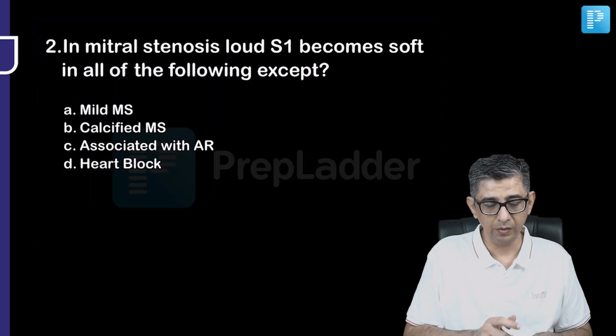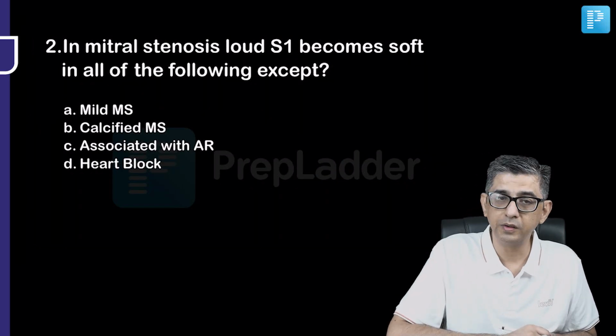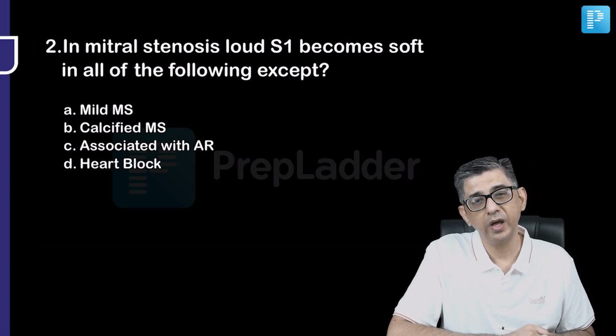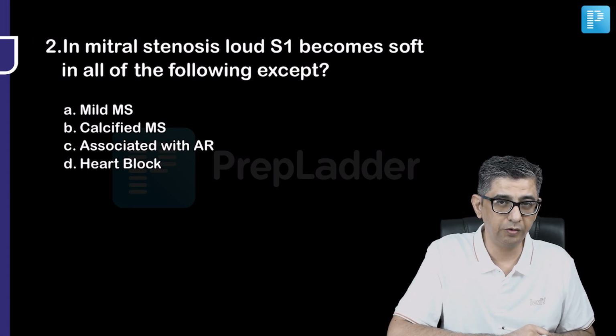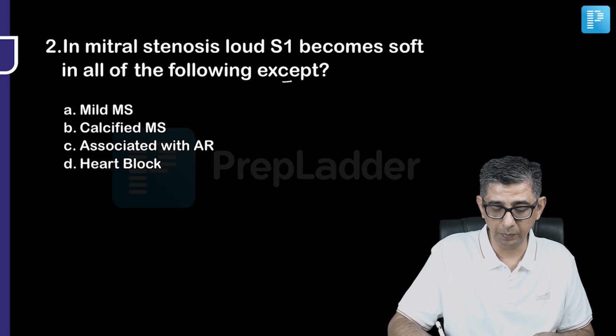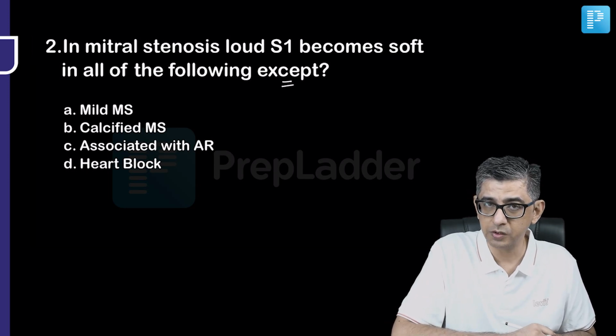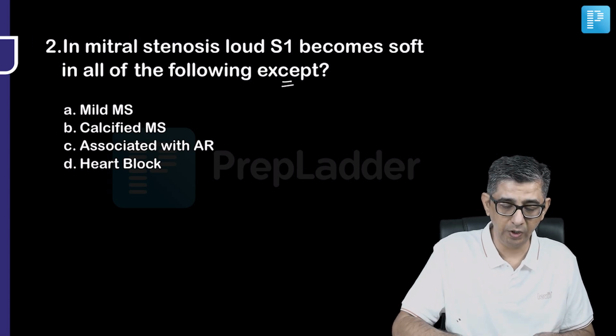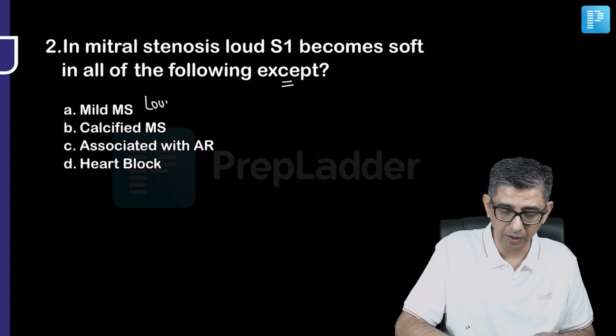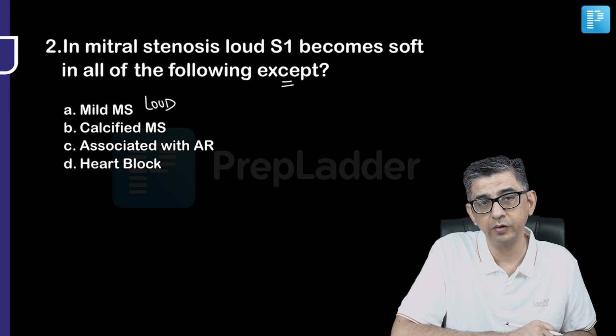When it comes to the second question, this was again from cardiology. He said, in mitral stenosis, loud S1 will become soft in all of the following except. So those excepts have to be picked up anyway. In any case of mitral stenosis, there is going to be turbulence. So you would have a loud S1 present in patients with mild mitral stenosis.